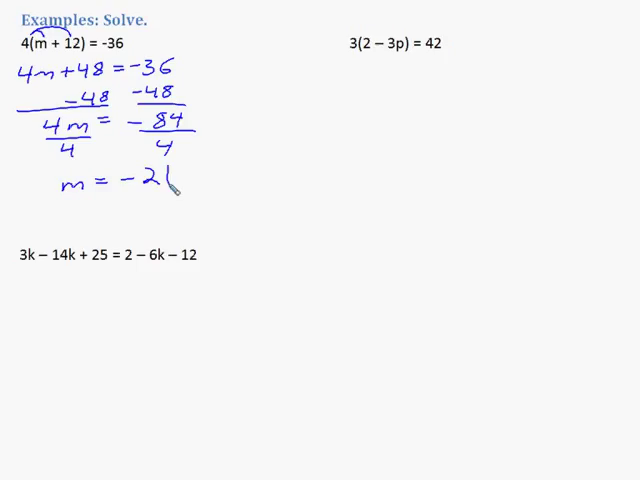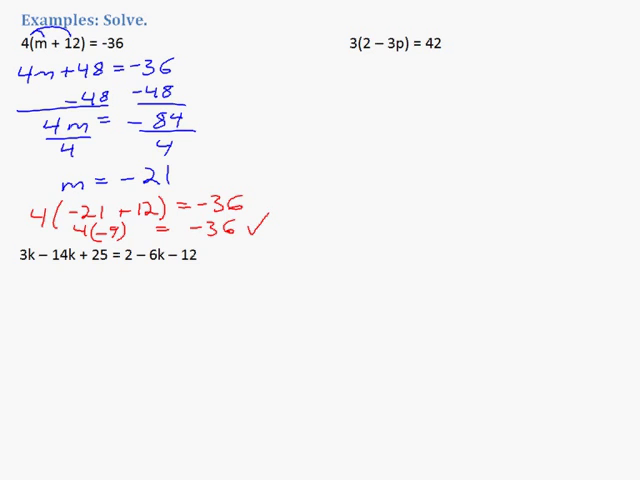And we could go back and check that, plugging negative 21 back in for m. Negative 21 plus 12 is negative 9. And we do know that 4 times negative 9 is negative 36, so that's correct. This one we could do pretty much the same way. So we could distribute and then solve, and you definitely can do it that way, and that's what we'll normally do. I just want to show you something else.